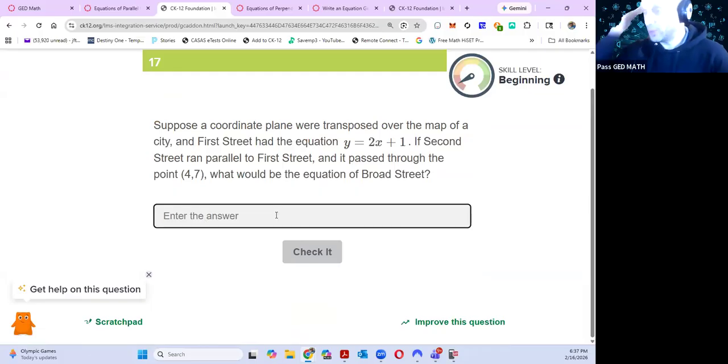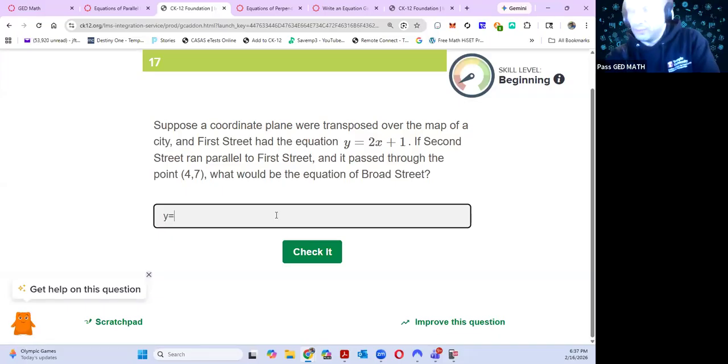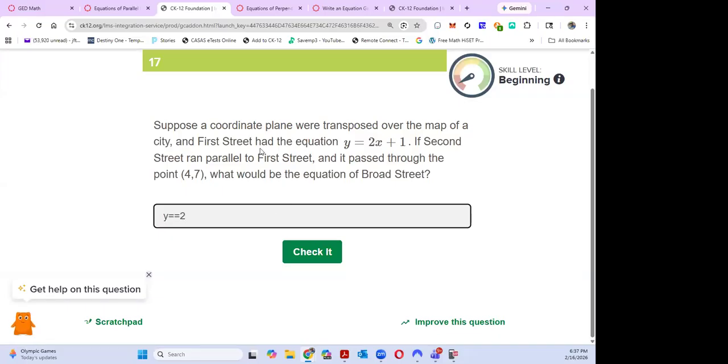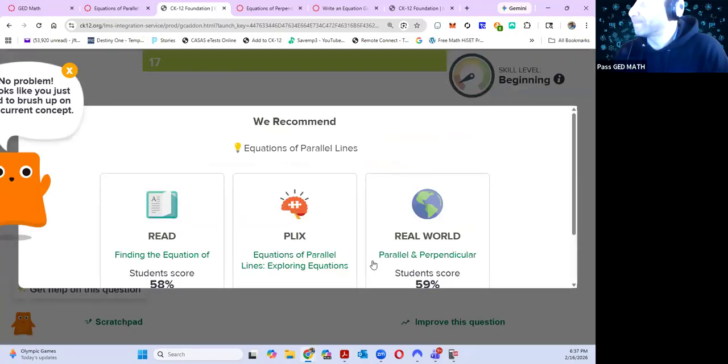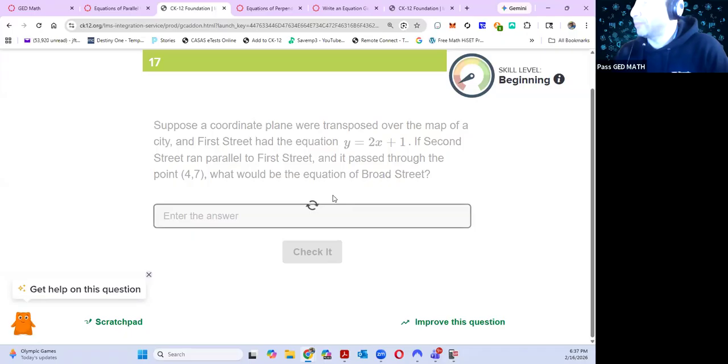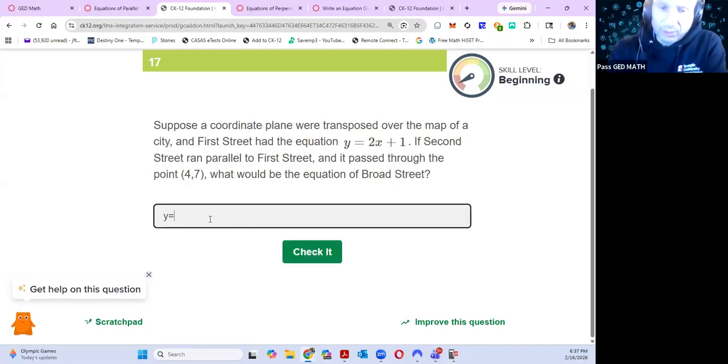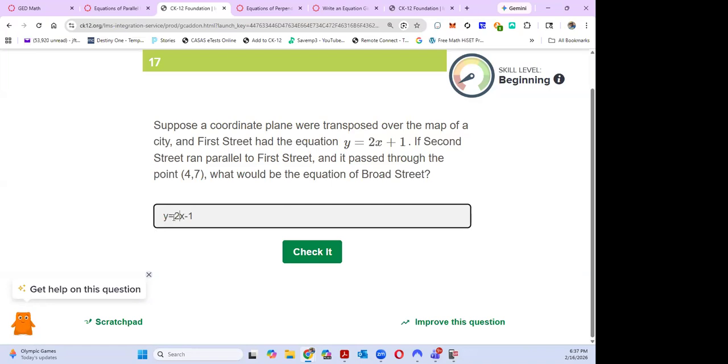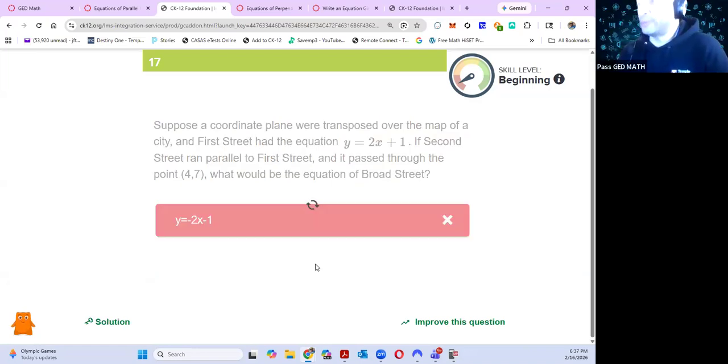Let's get this wrong real fast. Let's say y equal minus 2x plus 1. And then we should be at beginning. Yep, there we go. Oh, they got to do it twice. Y equal minus 2x plus 1. But if you notice, even in the practice that you're seeing, you're seeing computation and you're seeing word problems.